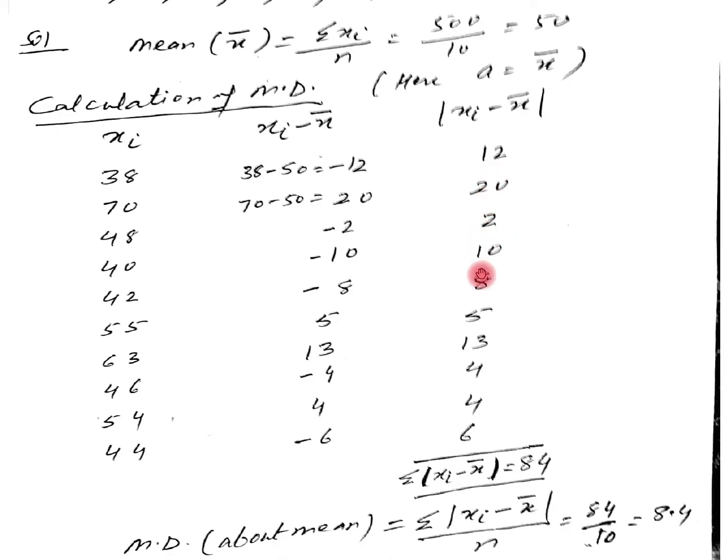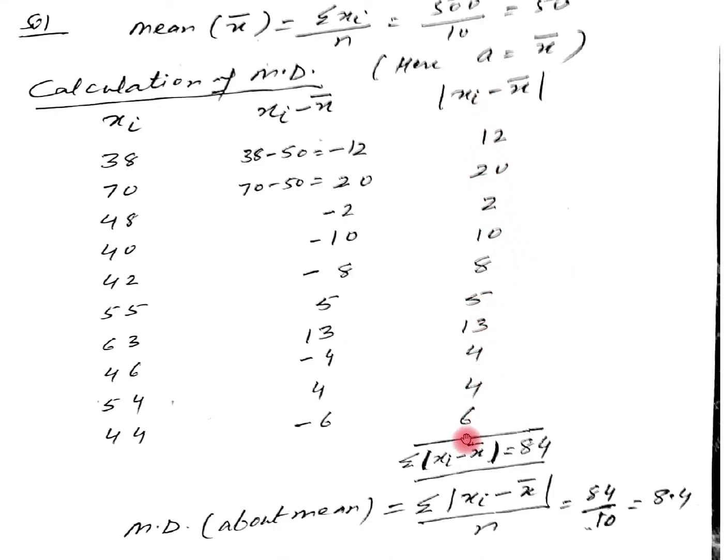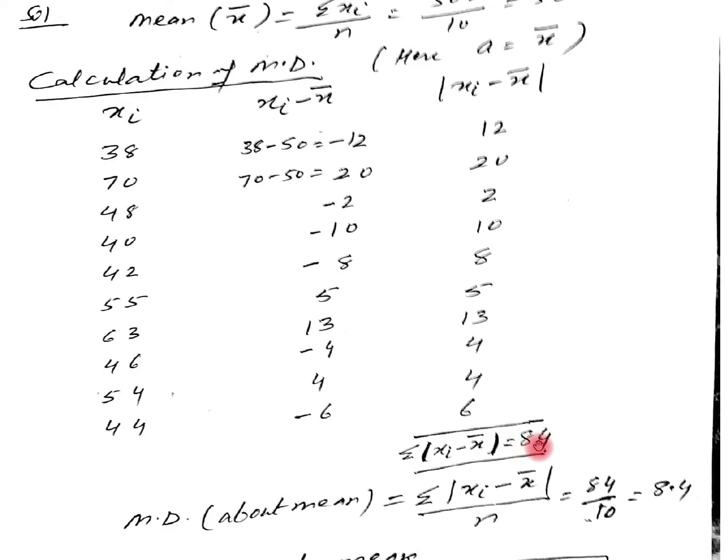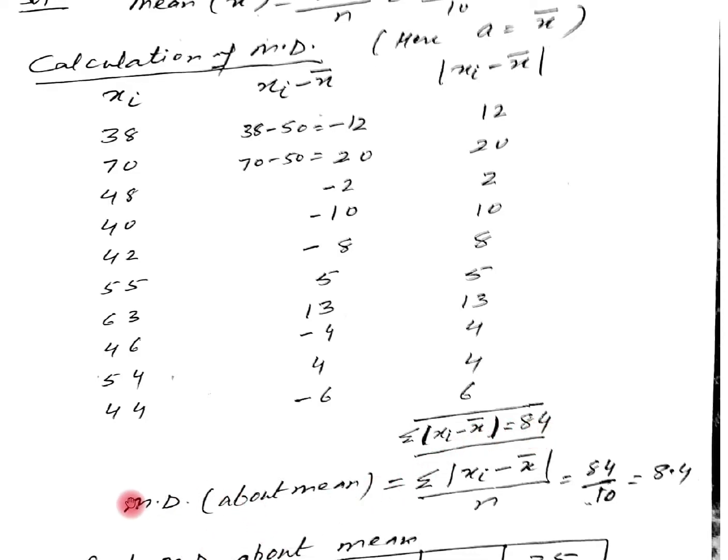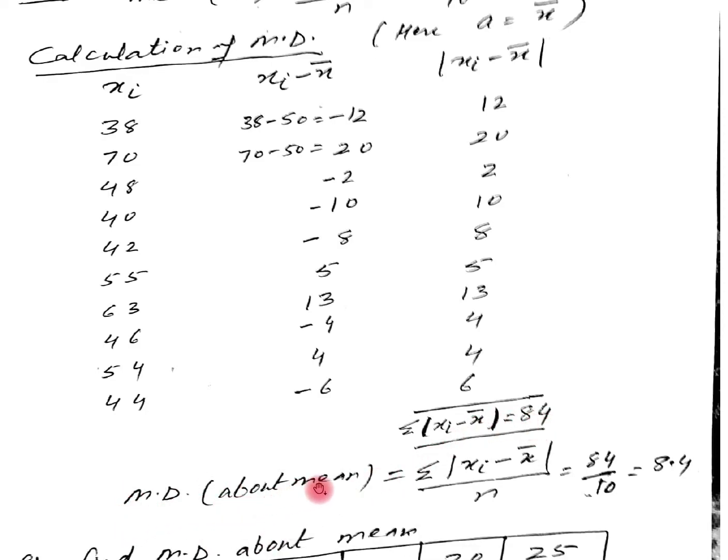Now here we have to find out the sum of all these values, and it is coming to be 84. Now we have to find out the mean deviation about mean. Then the result will be sigma modulus of xi minus x bar upon n. n is the number of observations. The sum of all these deviations is 84. 84 by 10 equal to 8.4. This is the mean deviation.